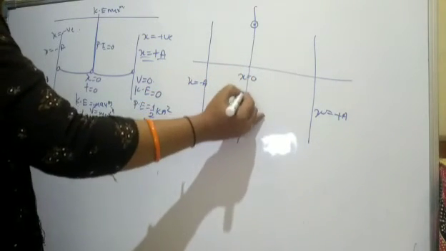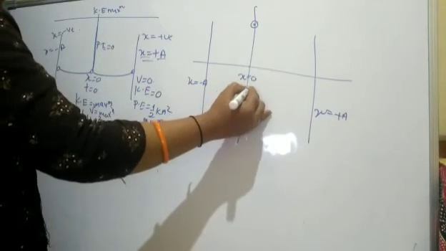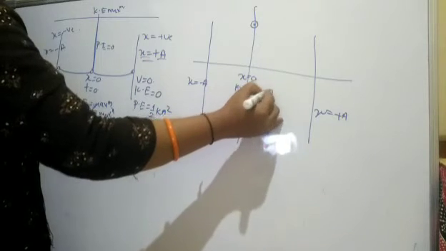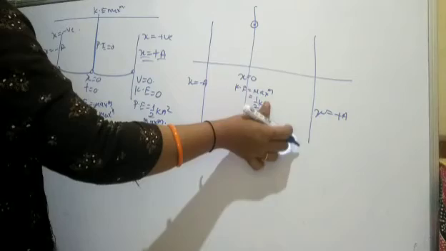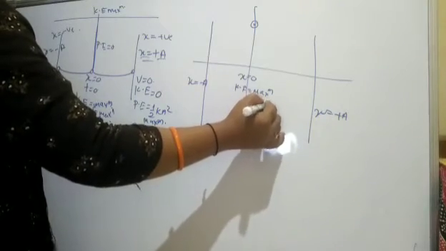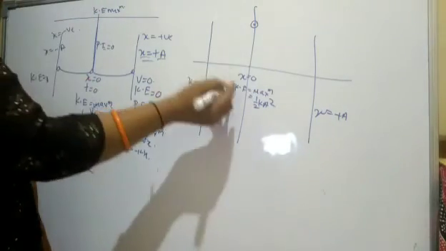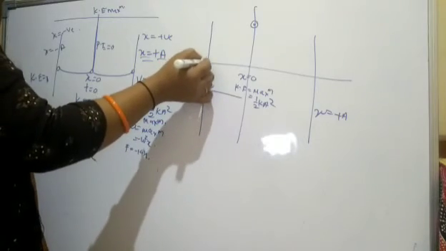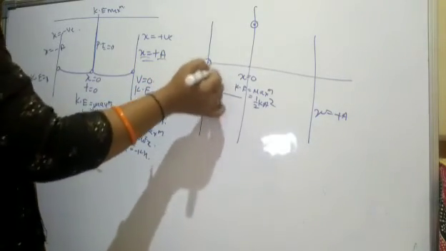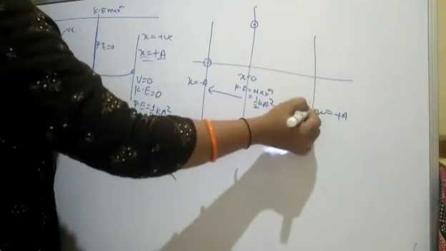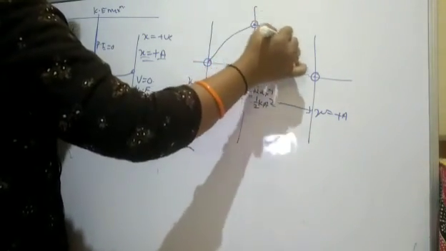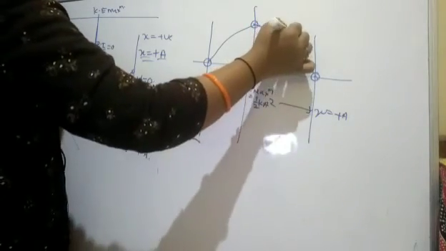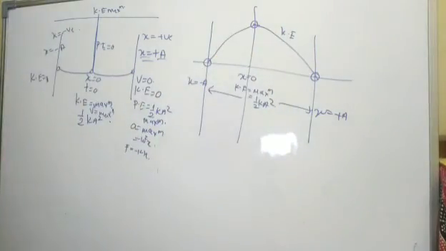At the point x = 0, I will write here that kinetic energy will be maximum, 1/2 k a². As it moves towards the negative side, it becomes 0. As it moves towards the positive side, it becomes 0. So we get the graph in this manner. This is the graph of kinetic energy. At the mean position, kinetic energy is maximum.